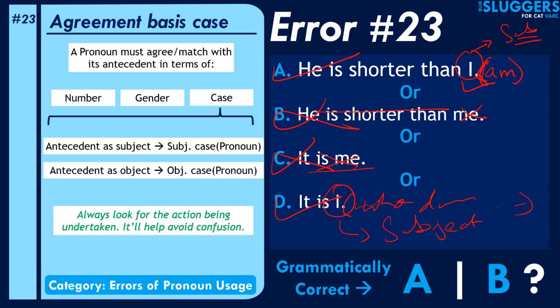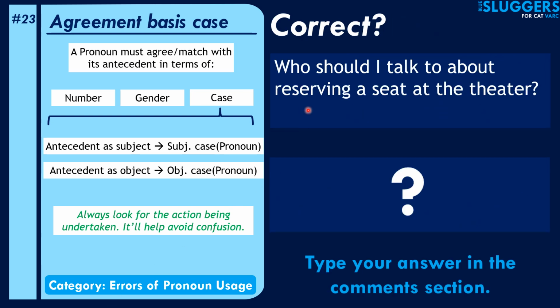Now give this a shot by yourself. The sentence says, "Who should I talk to about reserving a seat at the theater?" See, the hint is: look for the action that is being undertaken. Let me know what you think should be the correct version of the sentence, if any, in the comment section.